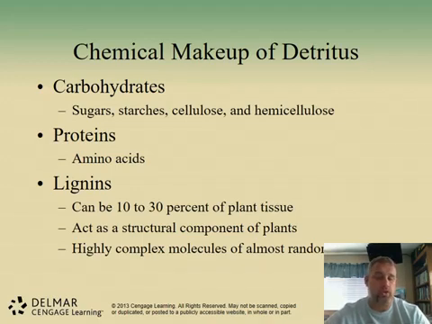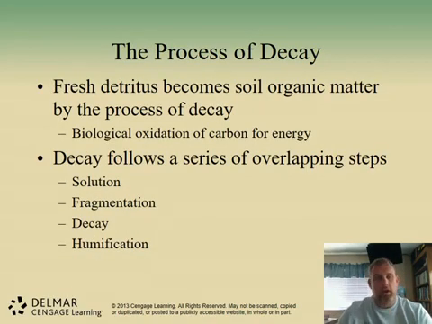And we talked about this two lectures ago about the carbon cycle and how this organic material, this organic matter, is part of the carbon cycle, and this would be bringing us back to the start of the cycle where it is going to then be utilized by the plants again. So the process of decay is a biological oxidation of carbon, and what we're going to do is continually break down more and more of these organic materials into smaller and smaller products until we get humus.